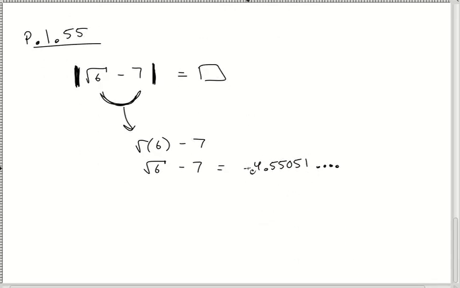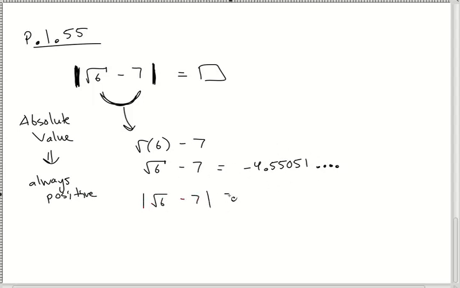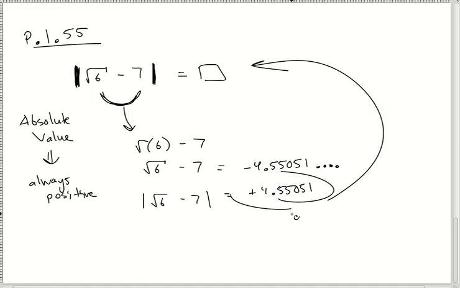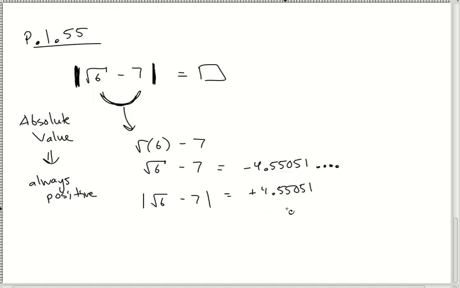That's not what they're looking for at all. Because, for one thing, this is the absolute value. Maybe I'll write that up here. I say it really fast. Sorry. What does the absolute value mean? It's going to be always positive. So whatever we had here, I'm going to rewrite it now with the absolute value. I'm just going to say positive 4.55051. And so that's the answer, right? Boom. No. They're wanting exact answers.